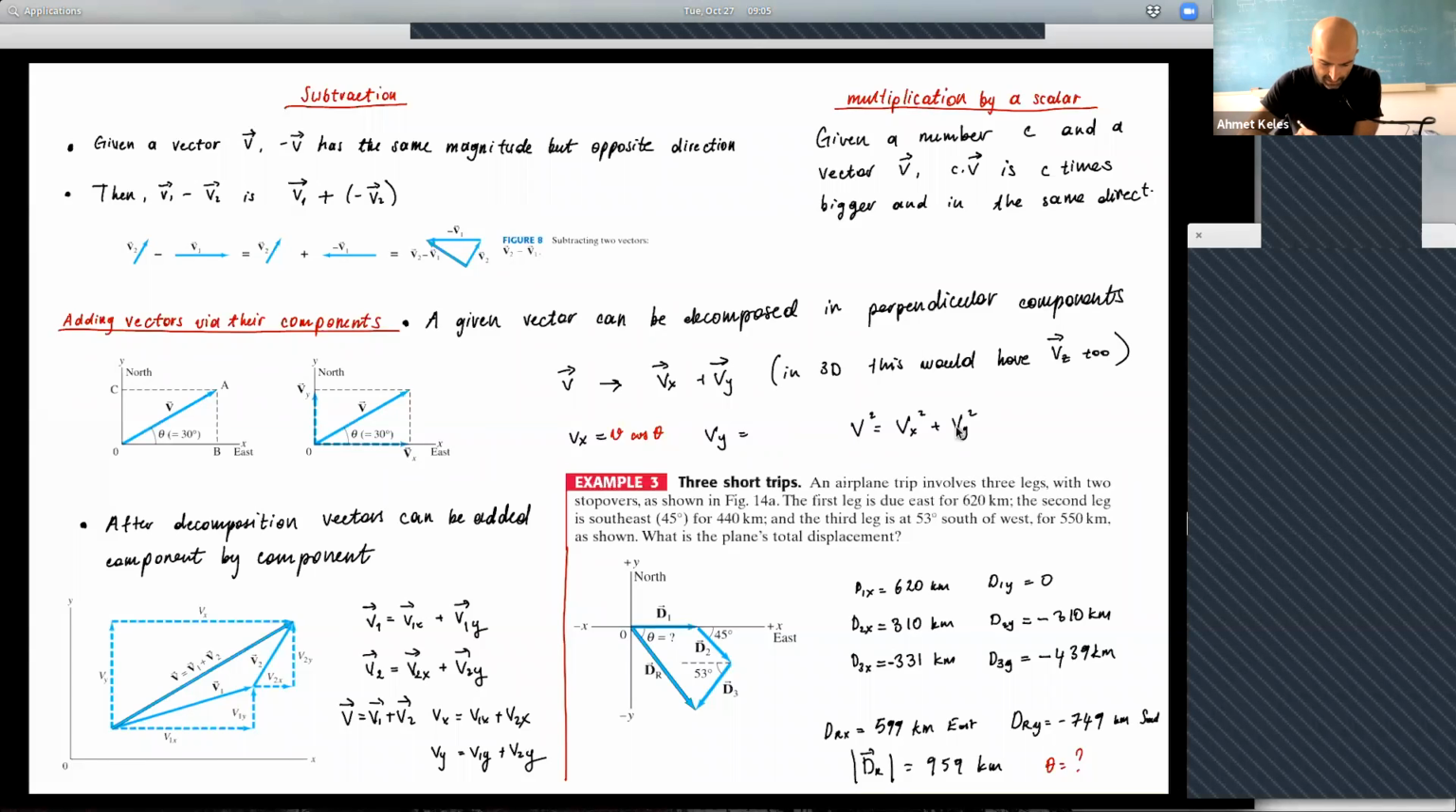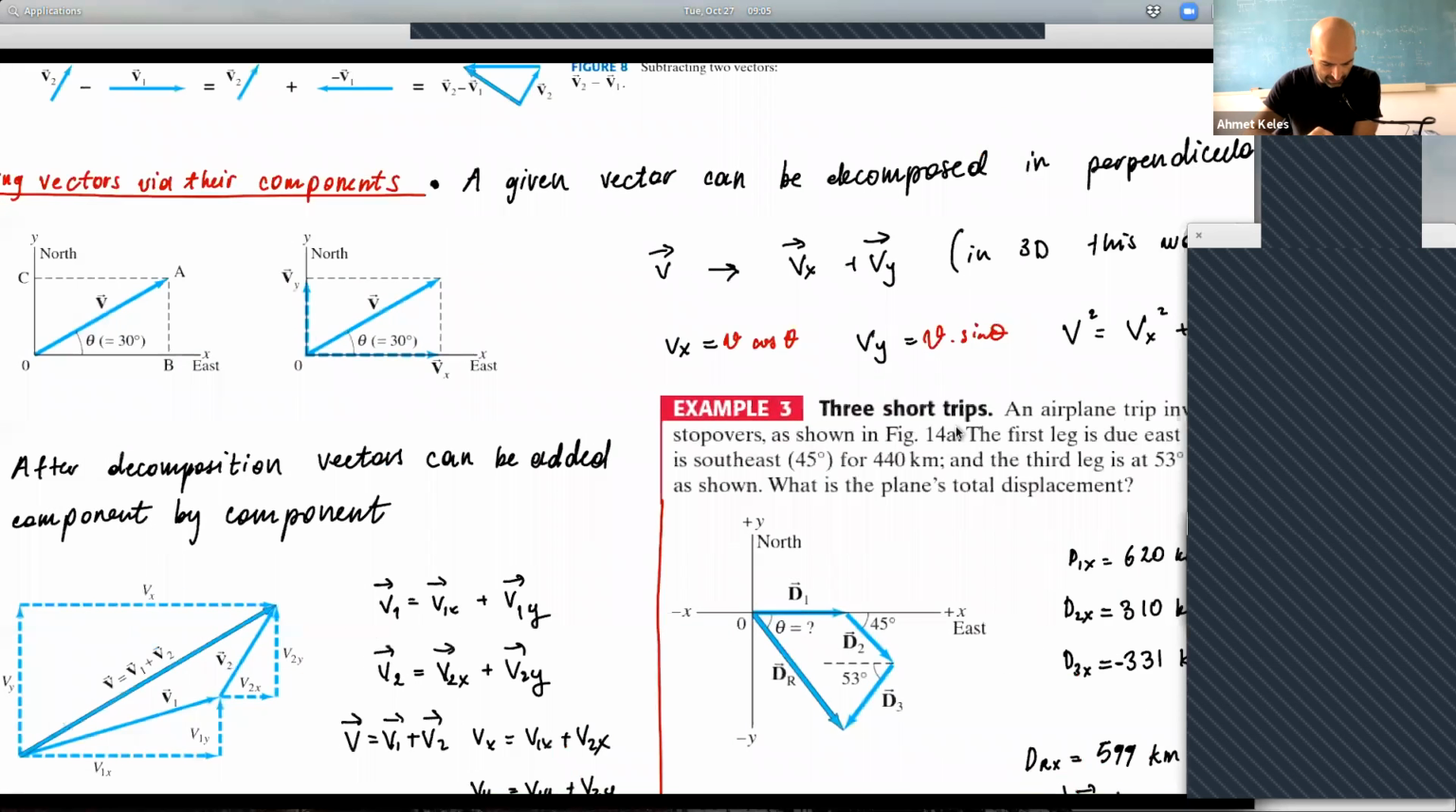And next, what is Vy? Magnitude of V times sine theta. And finally, you can use the Pythagorean theorem again to find the length in terms of X length and Y length. This is useful because if you have a vector addition, you can add them by component.